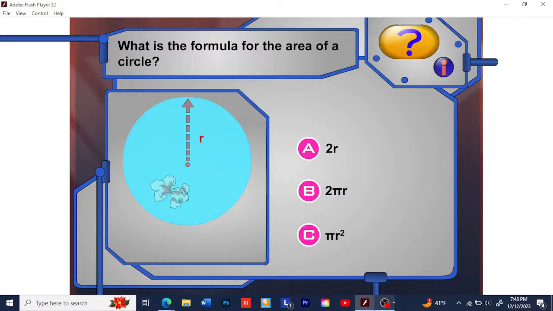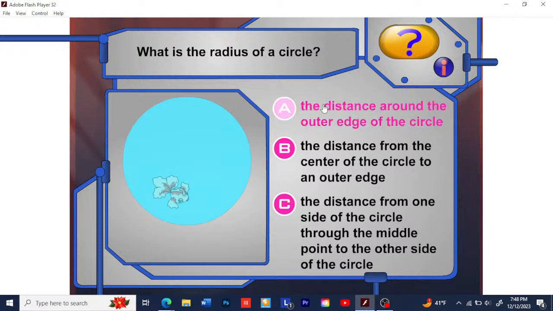Right! The area of a circle is the radius squared times pi. What is the radius of a circle? Is it the distance around the outer edge of the circle? The distance from the center? Right! The radius of a circle extends from the center to the outer edge of the circle.